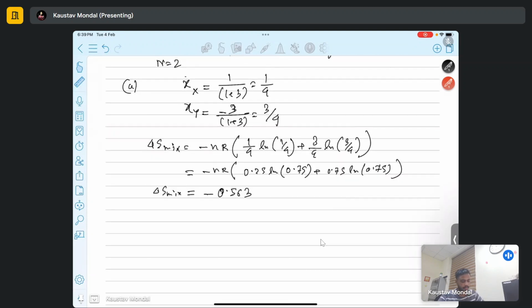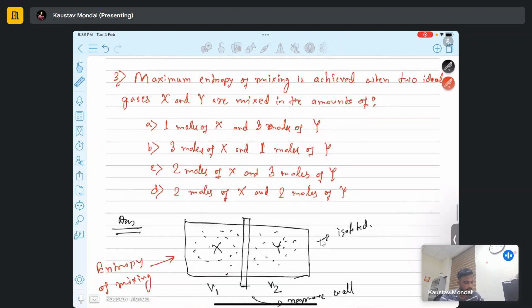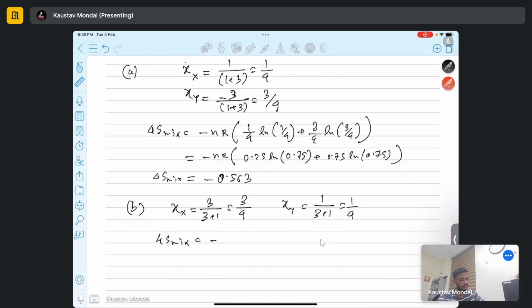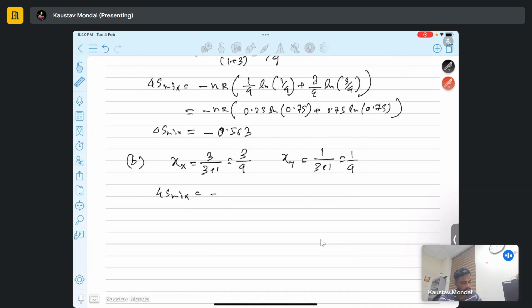Similarly, for case B, 3 moles of X are mixed with 1 mole of Y. So x of X will be 3 by 3 plus 1, so 3 by 4, and x of Y will be 1 by 3 plus 1, that is 1 by 4. It also gives you the same result, so delta S mix will be the same. Compared to the previous option, the fractions are just interchanged, but the result is the same. In this case also we get 0.563, right?